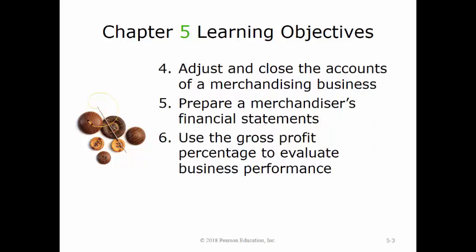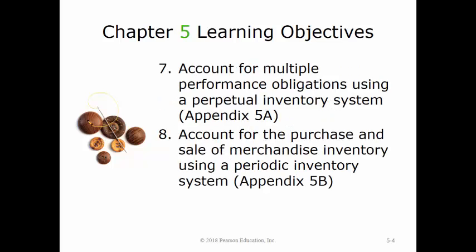These are the next three objectives for Chapter 5: to adjust and close the accounts of a merchandising business, to prepare a merchandiser's financial statements, and to use the gross profit percentage to evaluate business performance. The last two objectives for Chapter 5 are to account for multiple performance obligations using a perpetual inventory system, and to account for the purchase and sale of merchandise using a periodic inventory system.